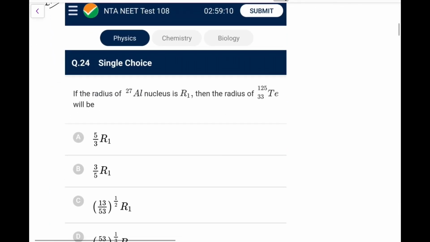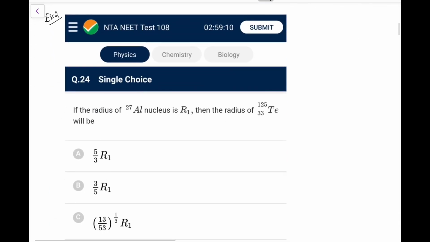Next one, again based on this formula: the radius of aluminium-27 is R1 and the radius of tellurium-125 is R2. So we can directly say the ratio R1 upon R2 would be (A1/A2) to the power 1/3, that is (27/125) to the power 1/3.